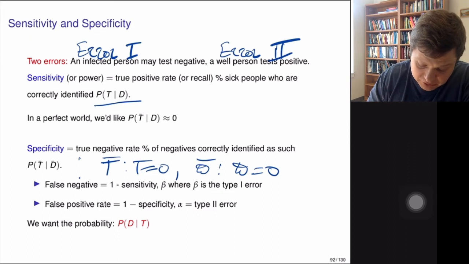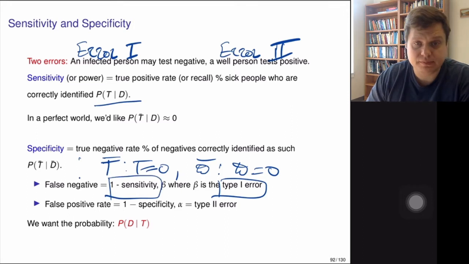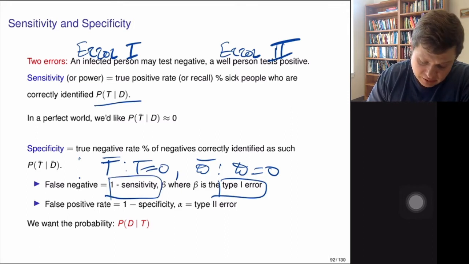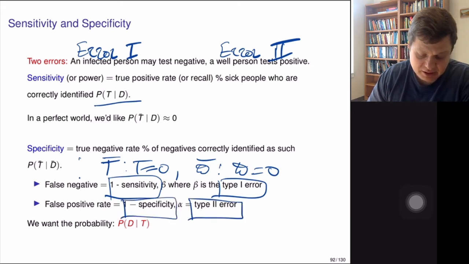Okay, and here's the connection between sensitivity, specificity and the error types. So the first error type is just 1 minus sensitivity, or another word for it is the false negative rate. And the second error type is just 1 minus specificity, which is also called the false positive rate.